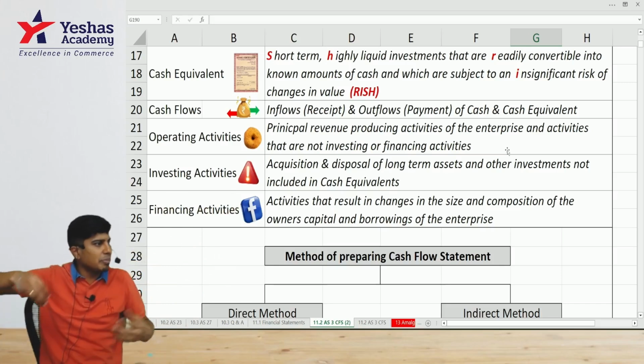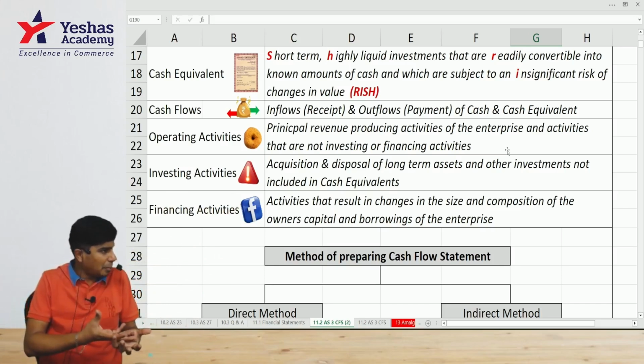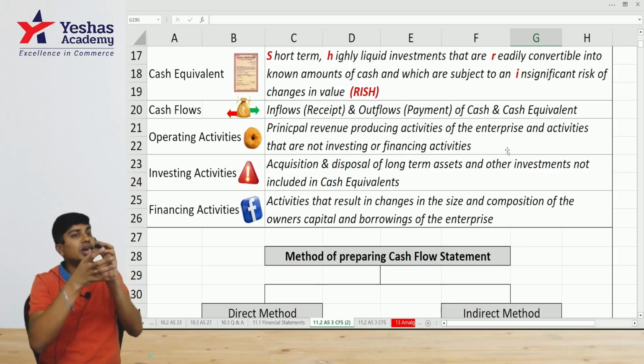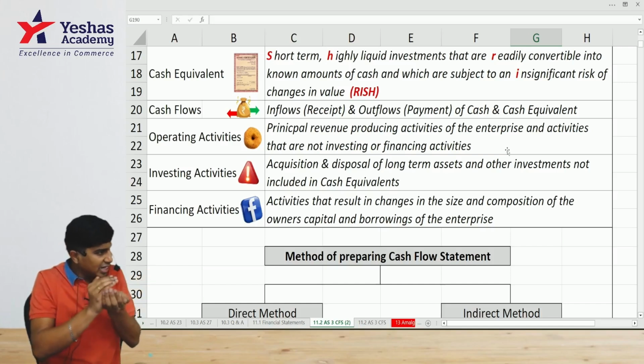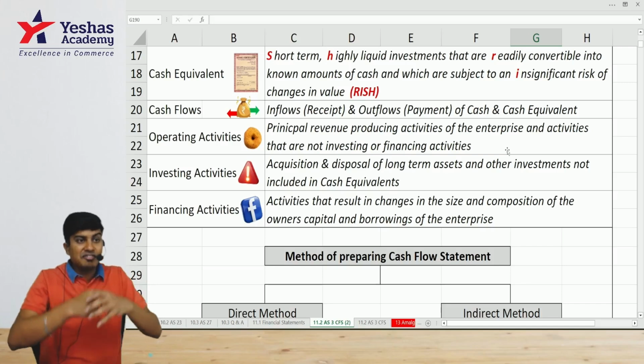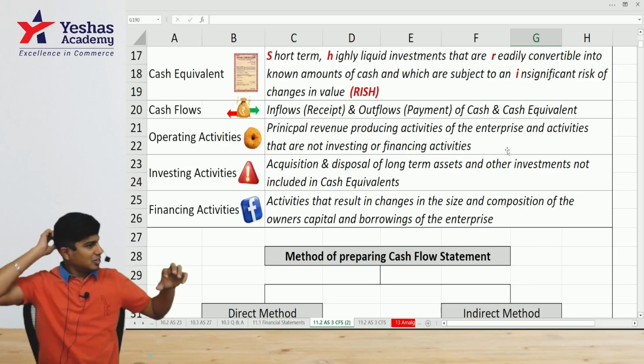I'll put 20 lakhs from my pocket. 20 lakhs I contributed as capital. He gave a 10 lakh rupee loan. Together I've arranged money. How much? 30 lakhs. With this, I will start business. First, I arrange finance, money, whatever is needed. That is financing activity. After that, using that, what will I do?